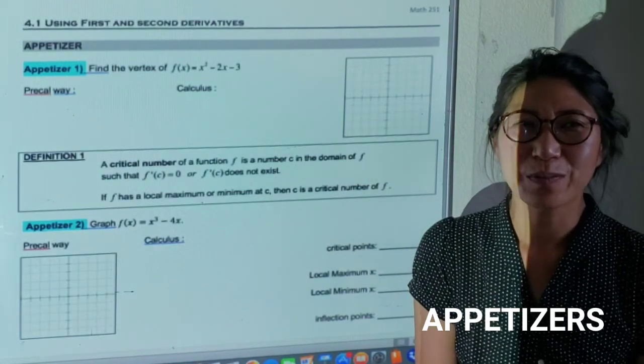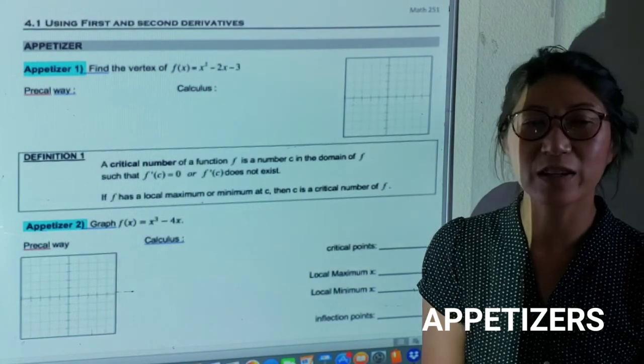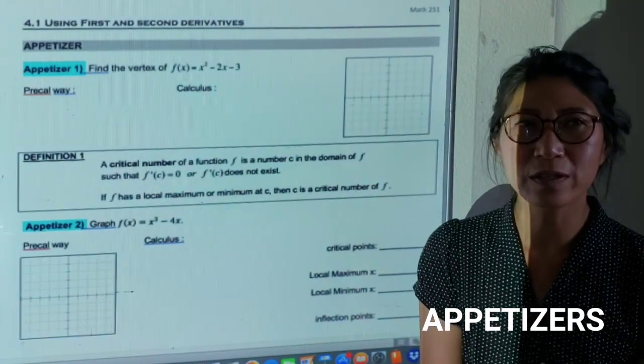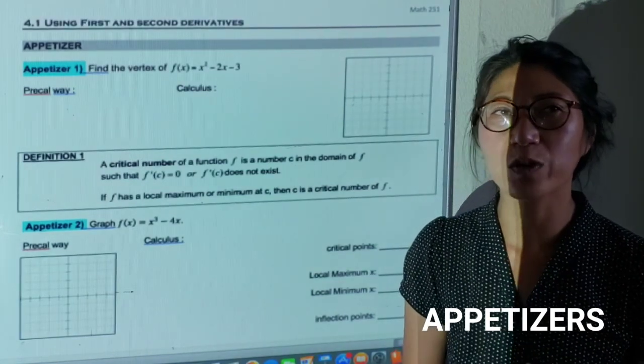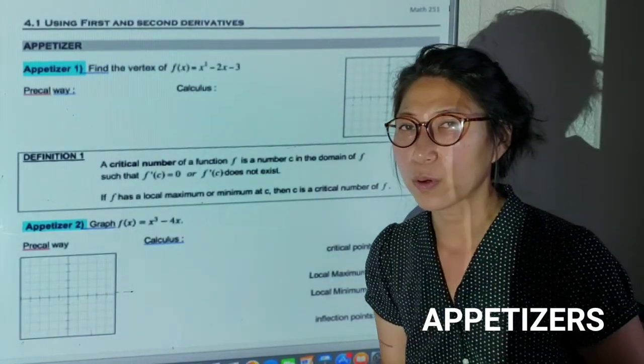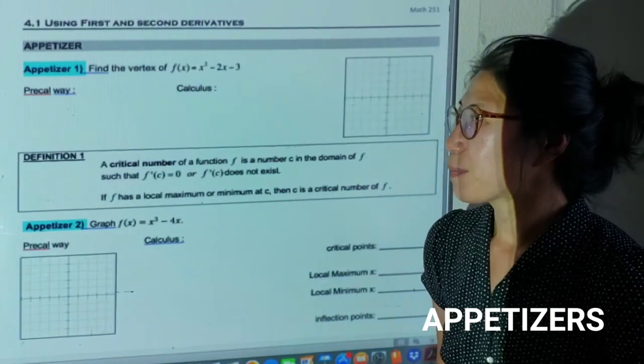Hi class, welcome to chapter 4. In chapter 4, we are going to study a little bit more about the first and second derivative again. We briefly studied in chapter 2 about the shape and what it means a little bit, and we are going to a deeper understanding of the first and second derivative.